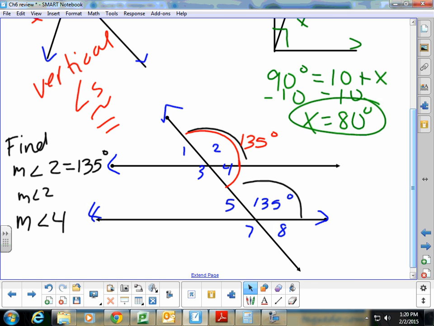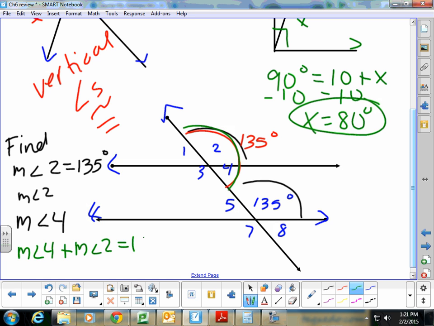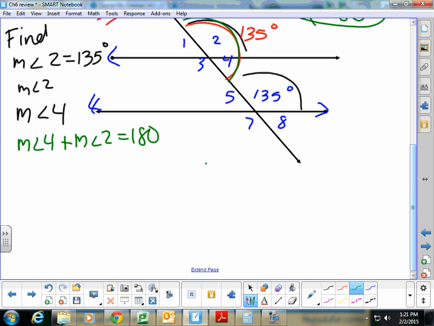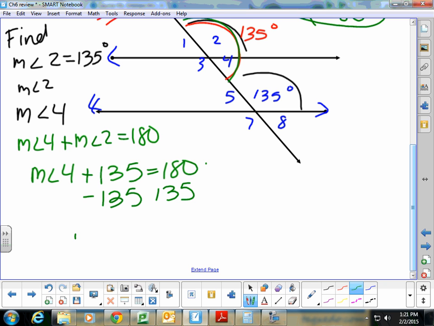and I see that these lines together create a straight line. So they are supplementary. So I know that the measure of angle 4 plus the measure of angle 2 add up to 180. So I don't know the measure of angle 4, but I know the measure of angle 2. So I subtract 135, and I find out that the measure of angle 4 then is 45 degrees.